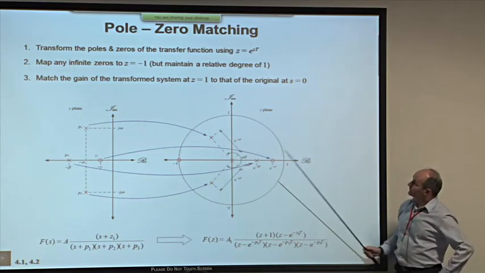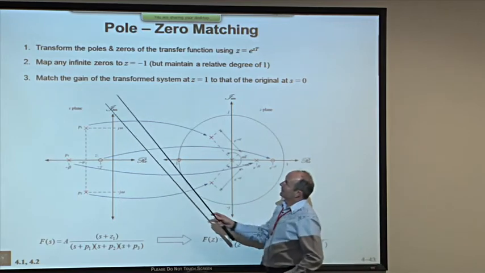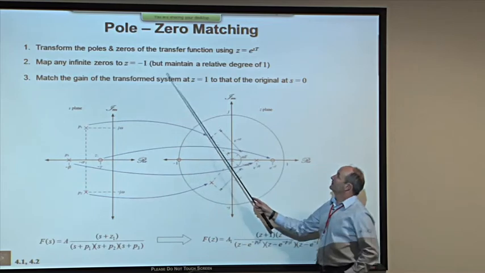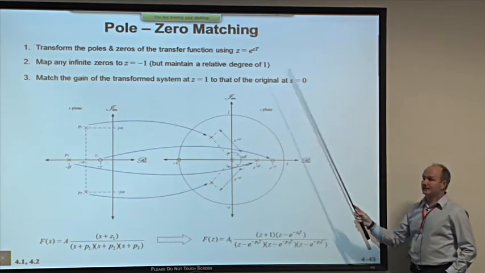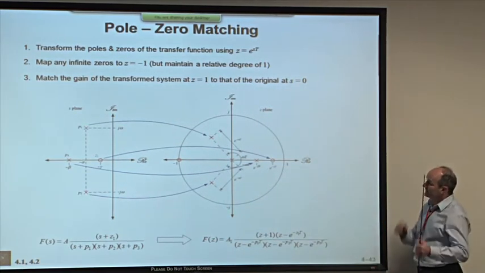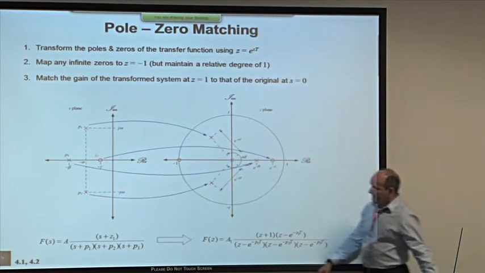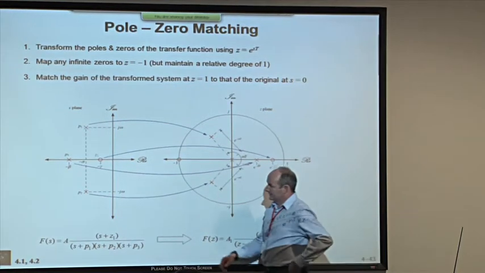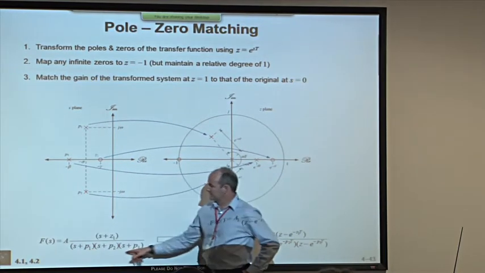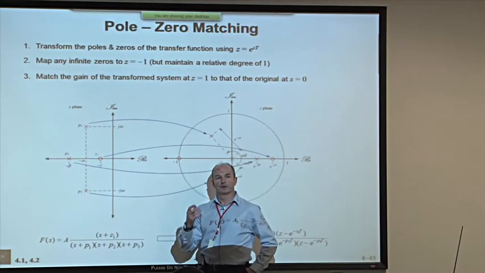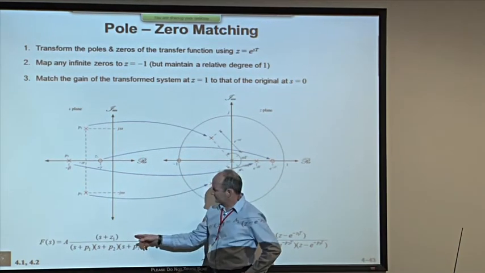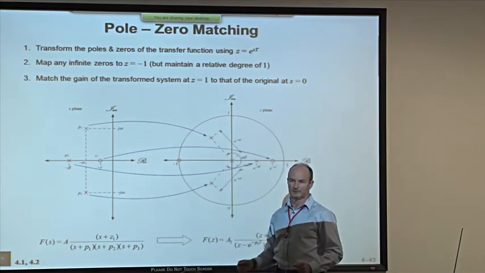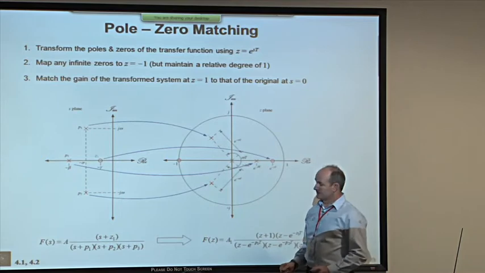Step 2 is a significant one. It says map any infinite zeros to z equals minus 1, but maintain a relative degree of 1. Now, what's an infinite zero? Well, the answer was actually provided in the root locus plot when we covered that in chapter 3. This could be said to be a system with 3 poles and 1 zero, or a system with 3 zeros and 3 poles. It's just that 2 of those zeros are so far to the left that their influence decays in zero time. They're called infinite zeros.